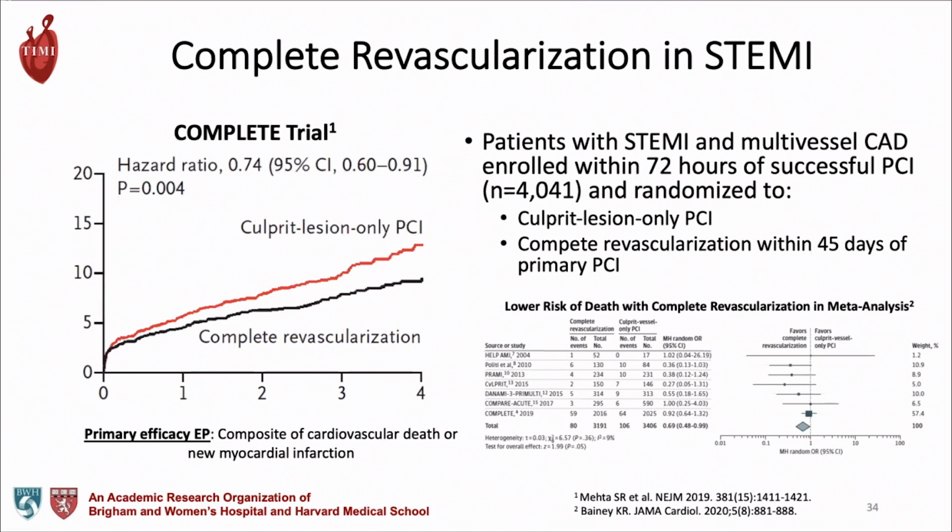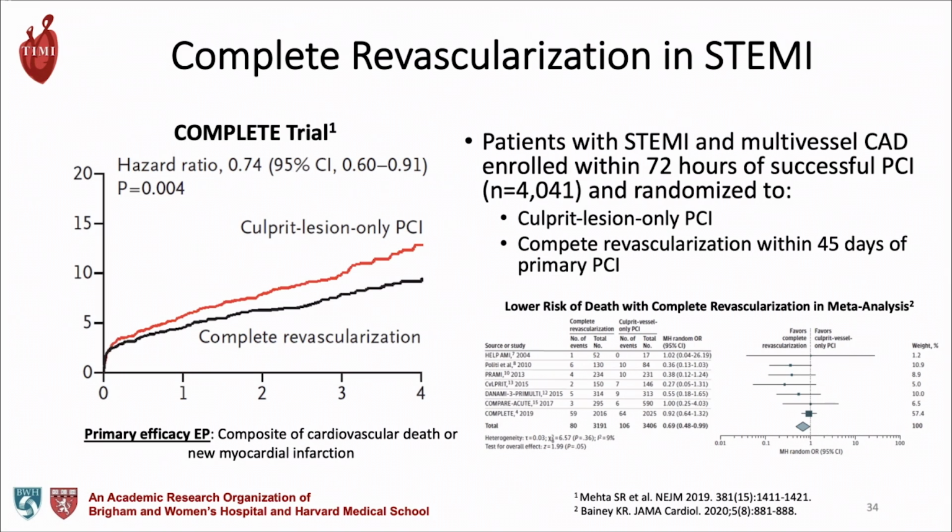One of the important developments over the last several years has been the movement towards complete revascularization in patients with STEMI. So patients who have ST segment elevation myocardial infarctions are then on coronary angiography found to have multivessel disease. Obviously you fix the culprit lesion, but then the question is, should you fix the other disease? Is that guilty by association? The largest trial to evaluate this was the COMPLETE trial, which randomized patients to either culprit lesion only PCI or complete revascularization within 40 days of primary PCI. Importantly, it didn't have to be done right at the time of the index PCI.